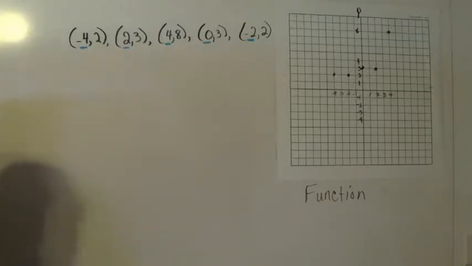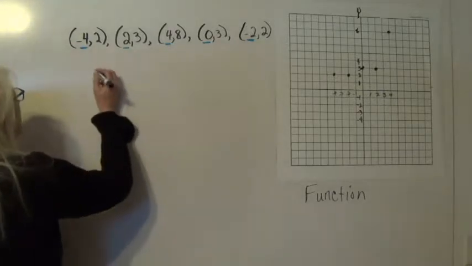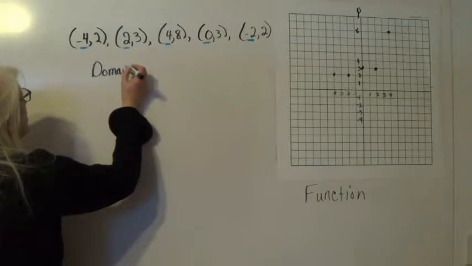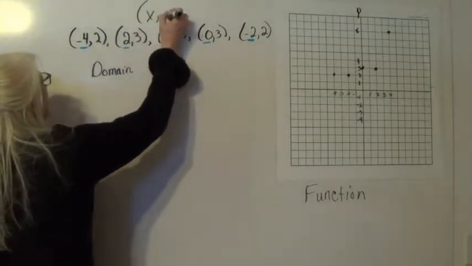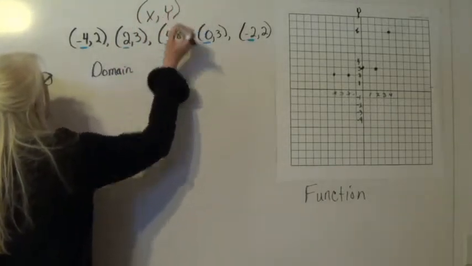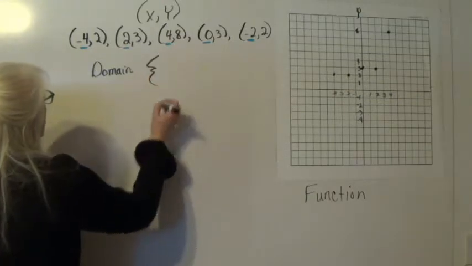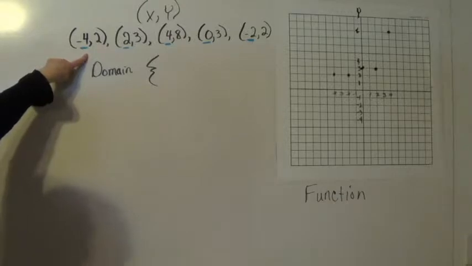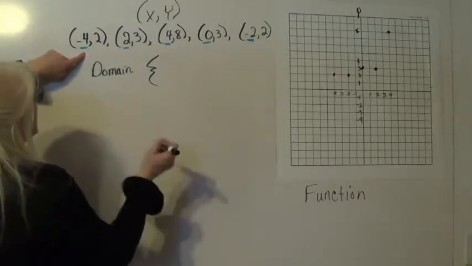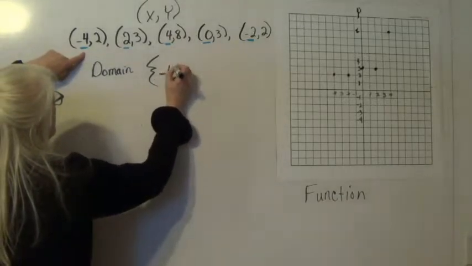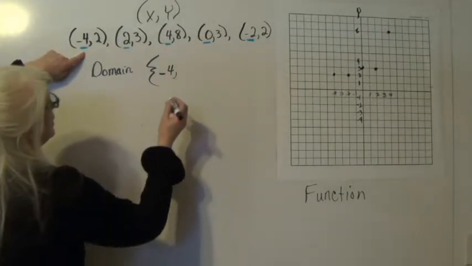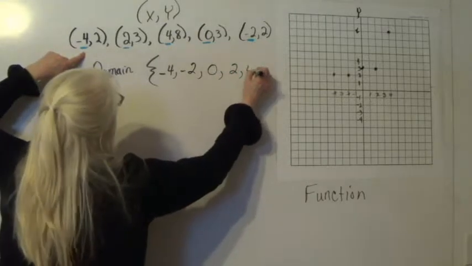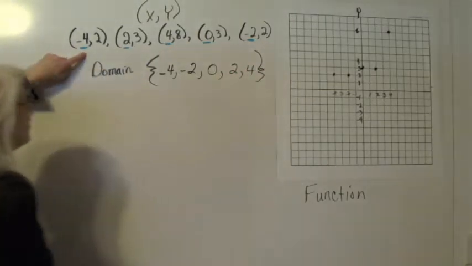So let's do a couple of things with this. Let's go on ahead and identify the domain. So remember, in a coordinate you have the x first and then the y. So my domain is my x values, and I'm going to try to go on ahead and put them in numerical order. So I'm just going to scan really quick. -4 is my smallest number, and then I've got a -2, and then a 0, and a 2, and a 4. See how easy that was?